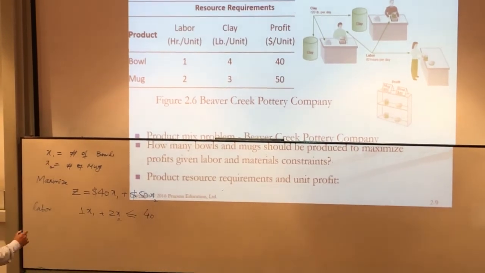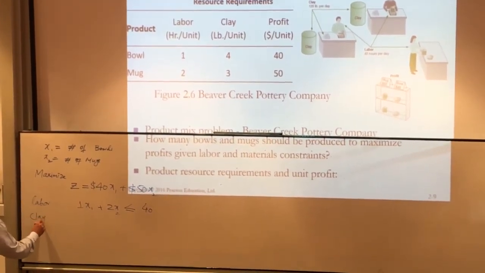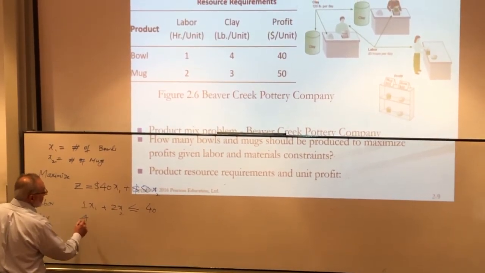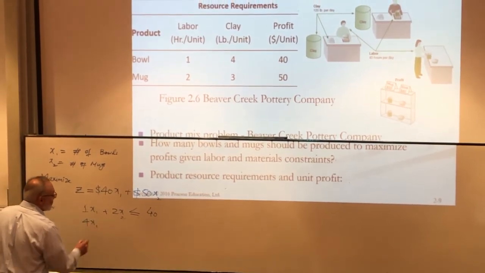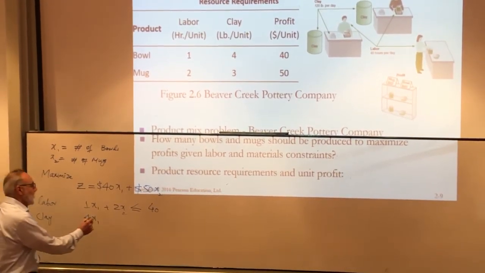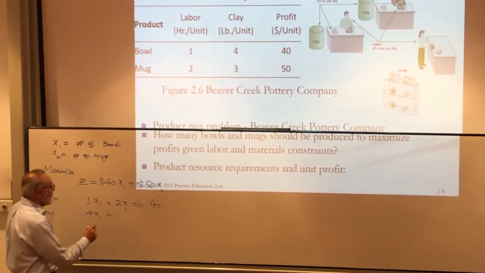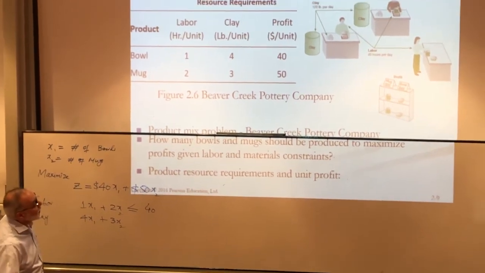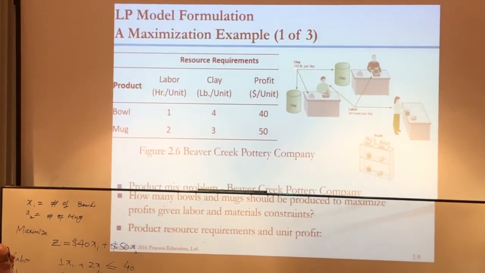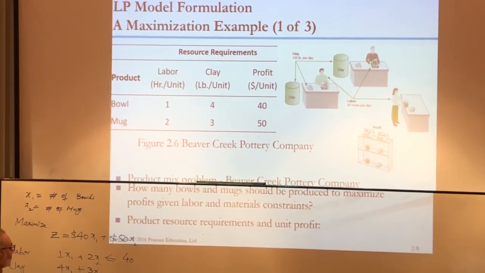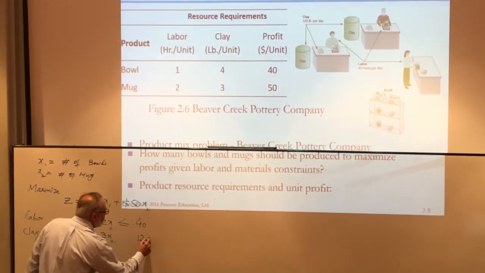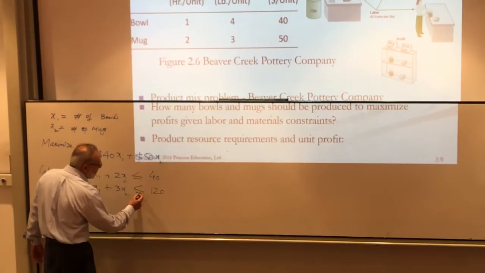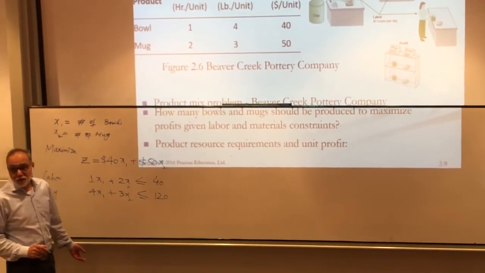And similarly, we can write down the constraint for clay. We have 4 pounds of clay needed for a bowl: 4x1, where x1 is the number of bowls you make, plus 3x2. Again on the right-hand side we have 120 pounds of clay available to us, and perhaps not all would be used, so less than or equal to. These are the two constraints.